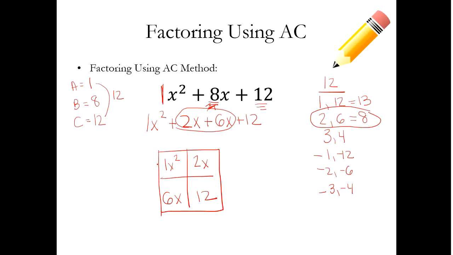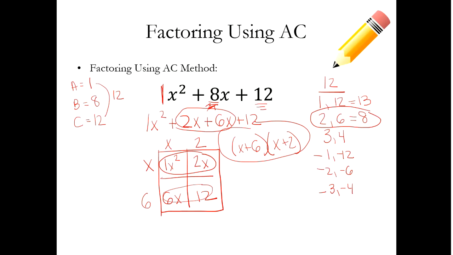Okay? Now let's find our greatest common factors. So it looks like x is the greatest common factor for that. X this way, and x times x does give me x squared. It looks like we got a 6 here, right? Because 6 times x is 6x. And then 6 times something needs to give me 12, which is 2, right? So my two binomials that would have multiplied to get me the problem we started with would be x plus 6 and x plus 2. That's my answer for factoring.